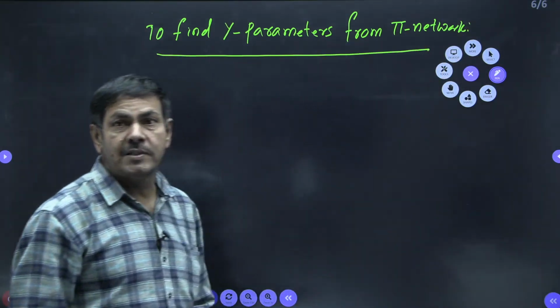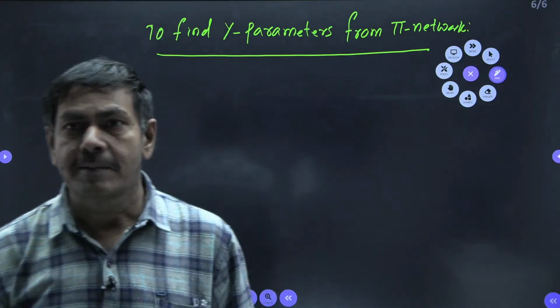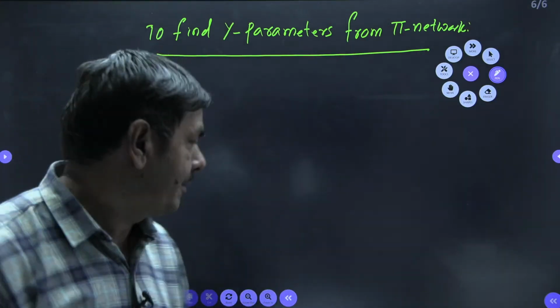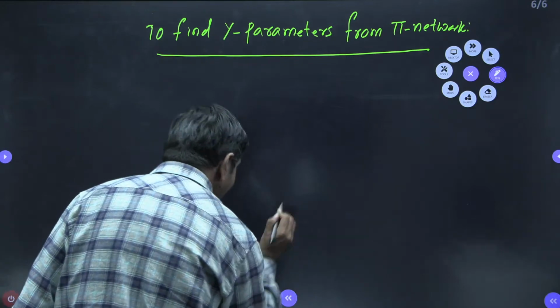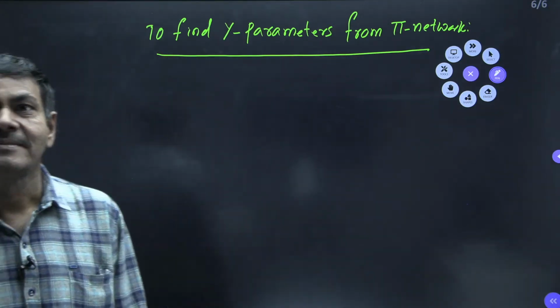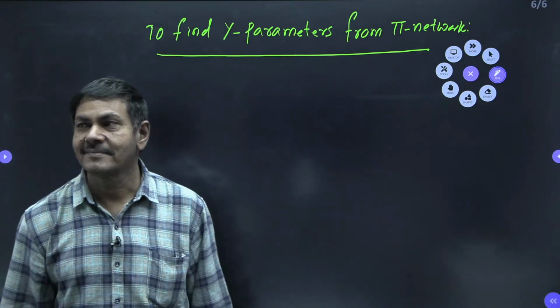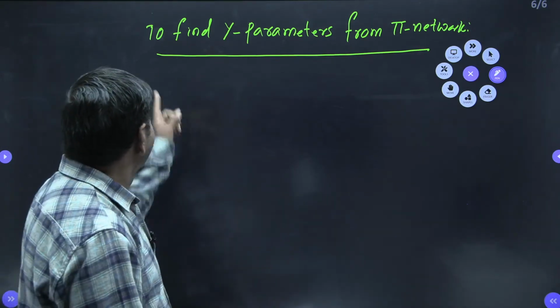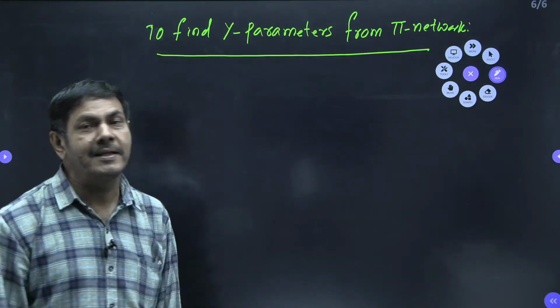Sometimes in the problems you will see, sir, please close the bottom tab. Very good advice, that one. Yes, here, to find the Y parameters from the pi network is more important.